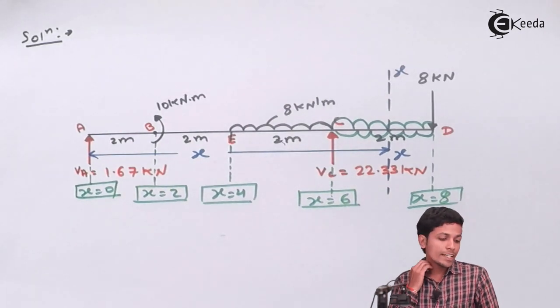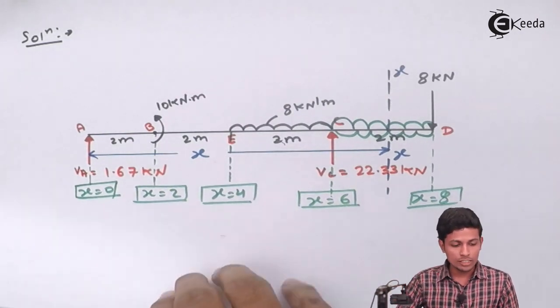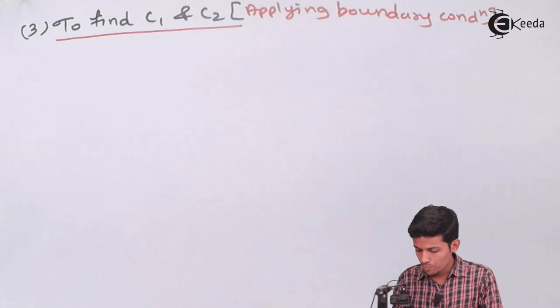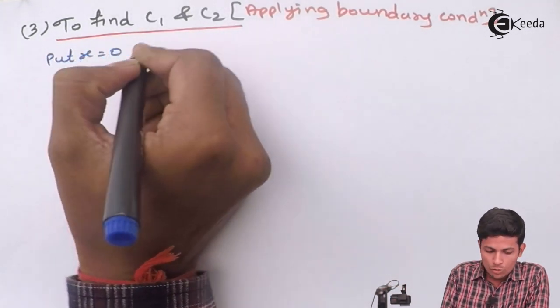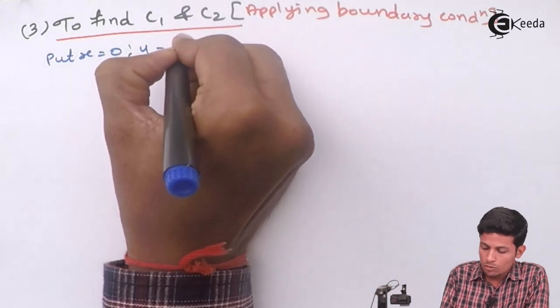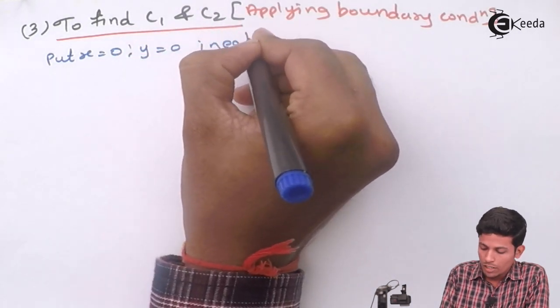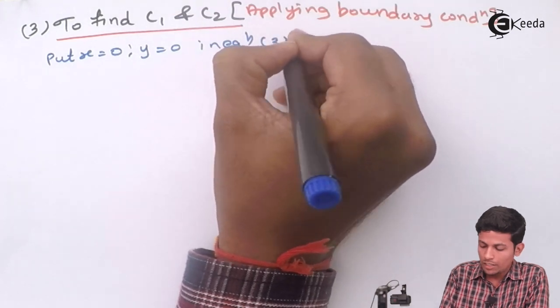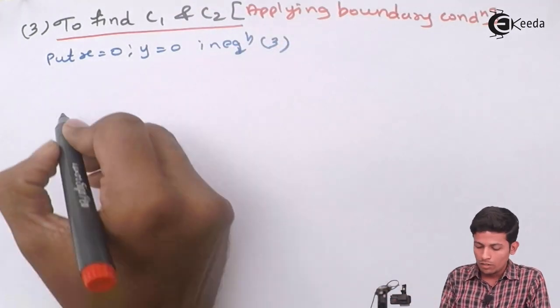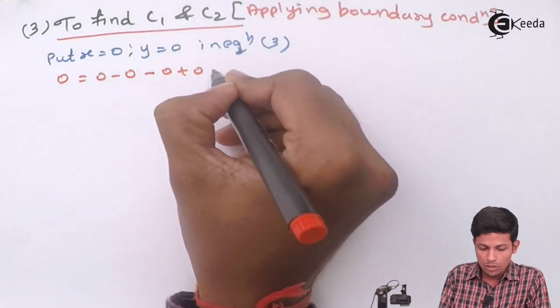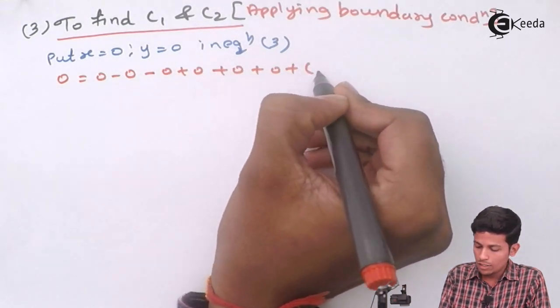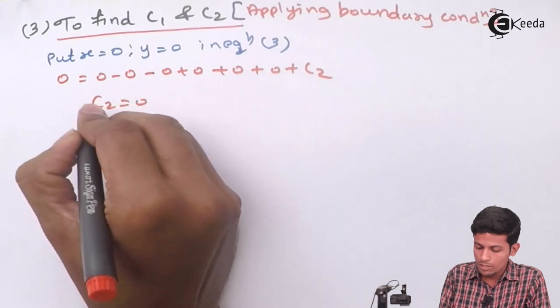So please remember, in this question, apply one by one. Put x is equal to 0 and y is equal to 0 in equation 3. So how will you get the value? 0 is equal to 0 minus 0 minus 0 plus 0 plus 0 plus 0 plus c2. Now you get the value of c2 will be 0.